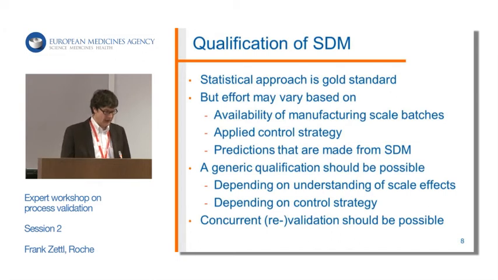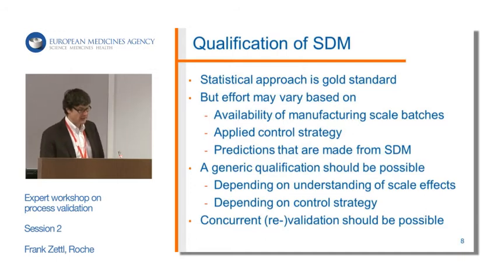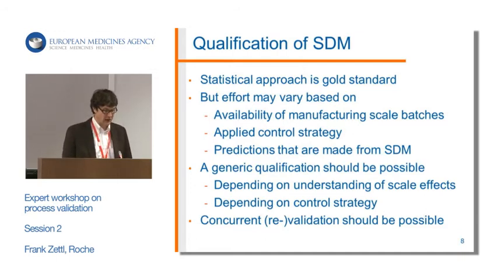Of course, this depends on the understanding of the scale effects and also on the control strategy, which can be used to mitigate the risks here. We also think that a concurrent validation should be possible in cases where maybe we do not have enough manufacturing scale batches at the time of filing.